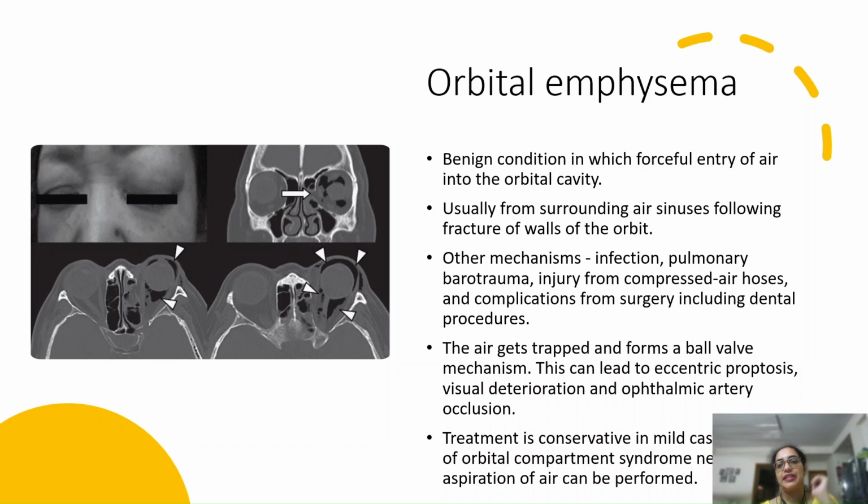So what is orbital emphysema? Emphysema, the word says that there is air present within the orbit. So it is a benign condition in which the air enters the orbital cavity. Normally there is no air within the orbit. The most common source of air for it to enter the orbital cavity is through the surrounding sinuses. So it usually follows fractures.